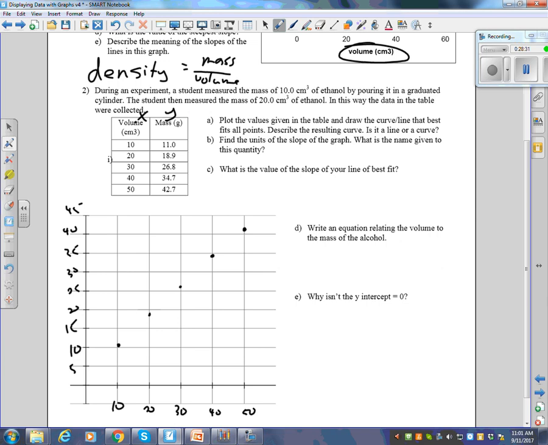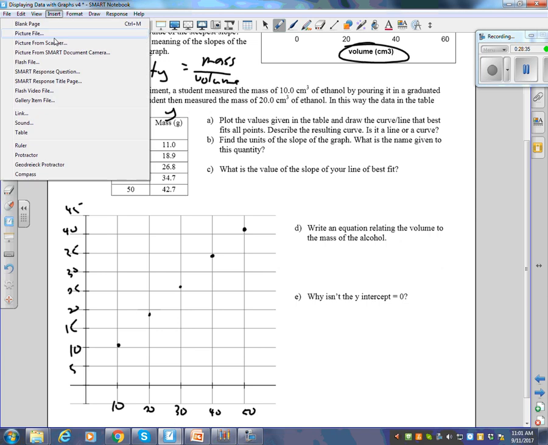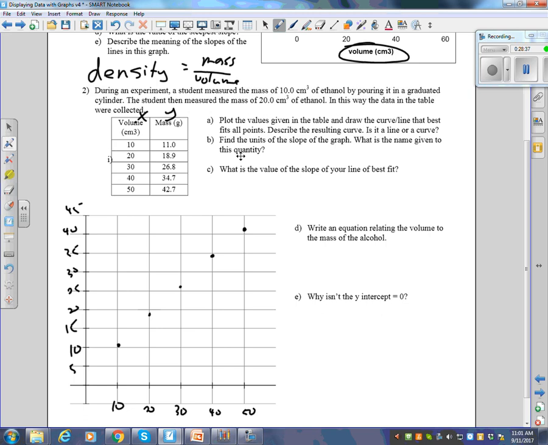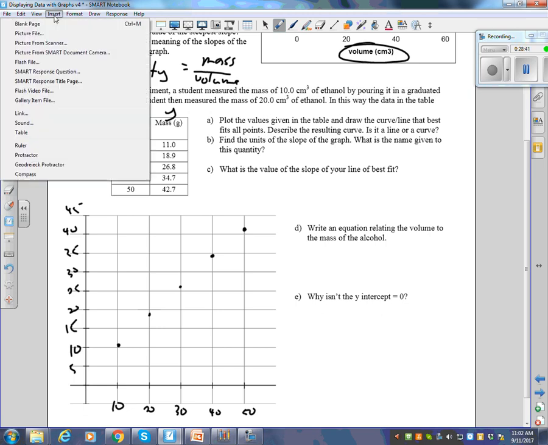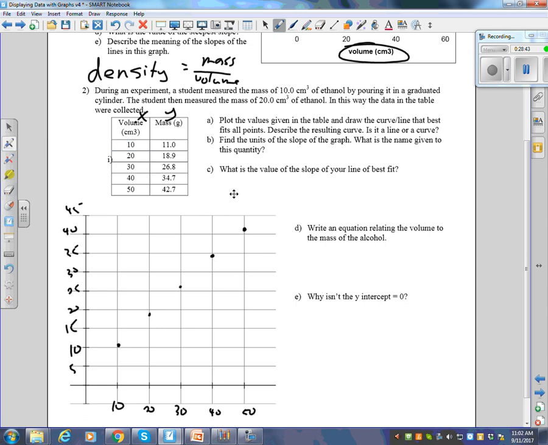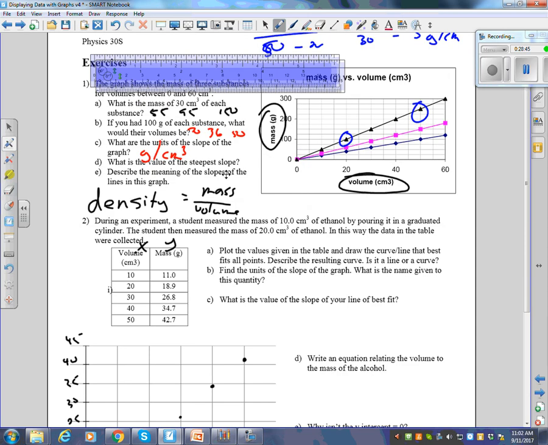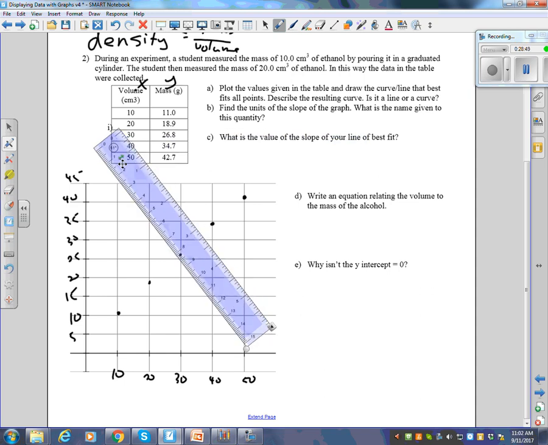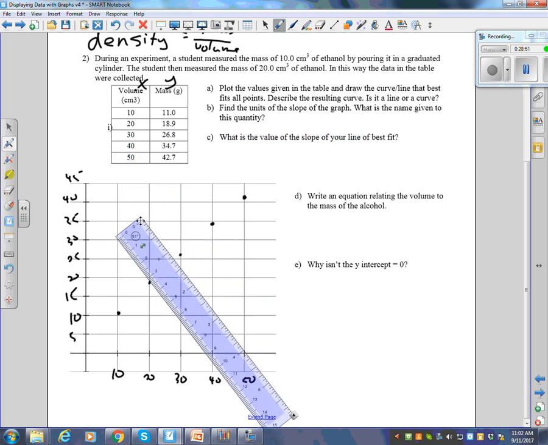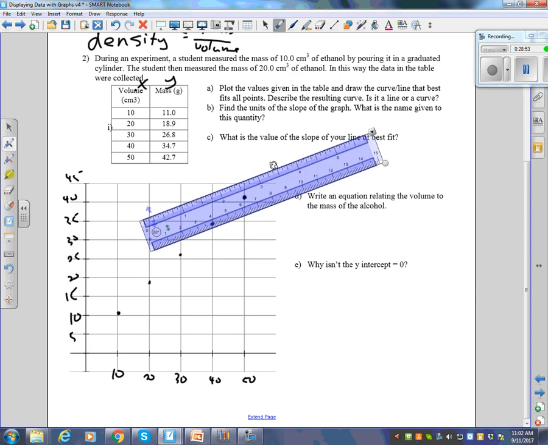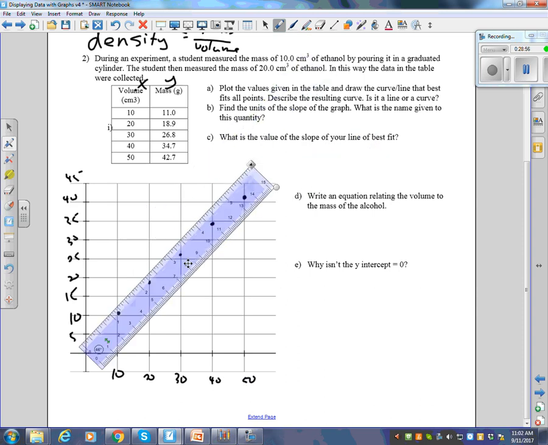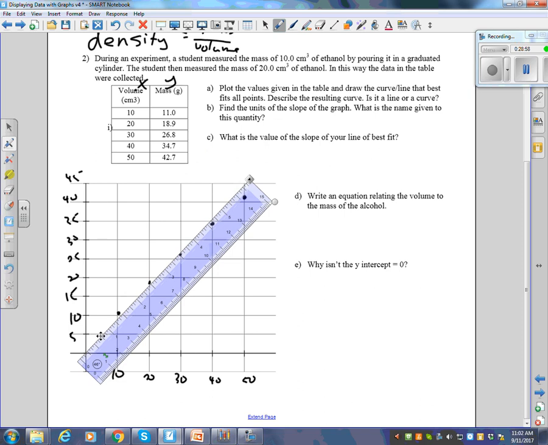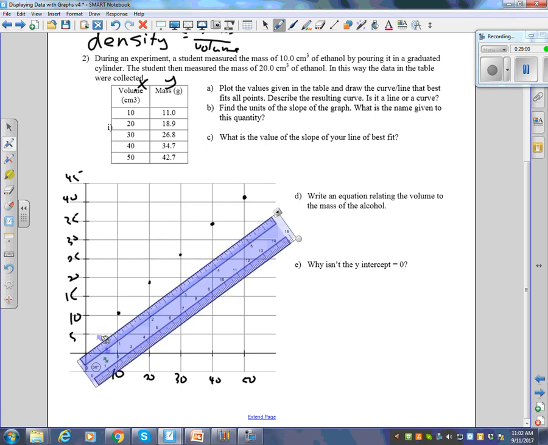And then you're supposed to draw the resulting curve. So then you're supposed to actually get a ruler. I say, then you're supposed to get a ruler. There it is. Okay, and then you're actually supposed to put it on there. Now, with a real ruler, it's a little easier.